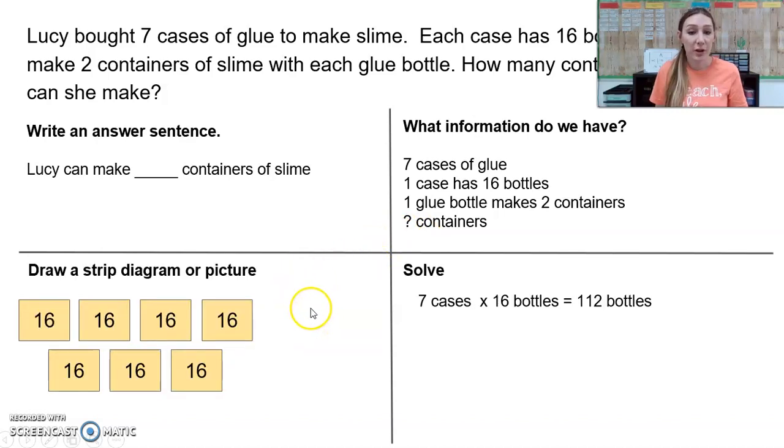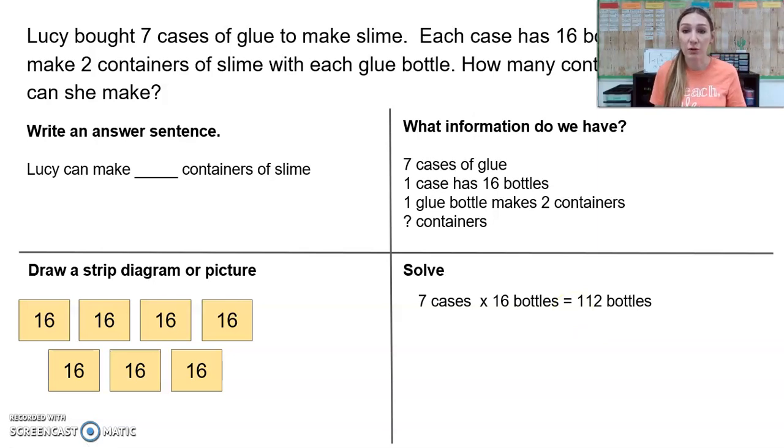So our third step is going to be to draw a strip diagram or a picture. So I've drawn a picture of 7 cases, 1, 2, 3, 4, 5, 6, 7 cases, and in each case I've gone ahead and put 16 glue bottles. Our equation to represent that picture would be 7 cases times 16 bottles, and when we solve that, that will give us 112 glue bottles. But we're not done yet.